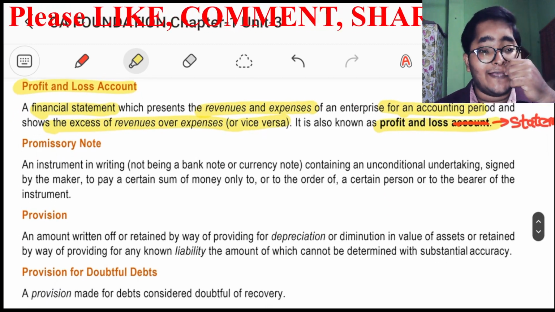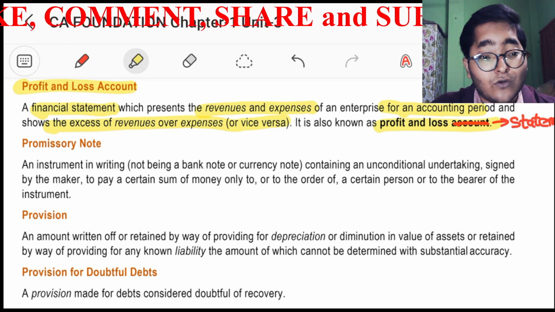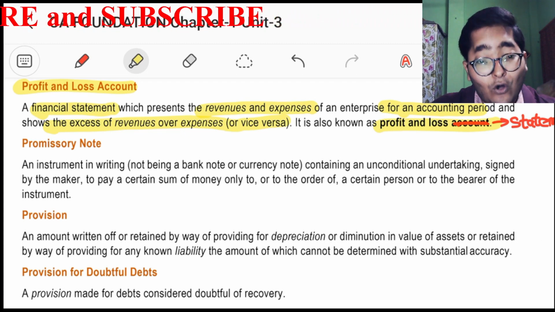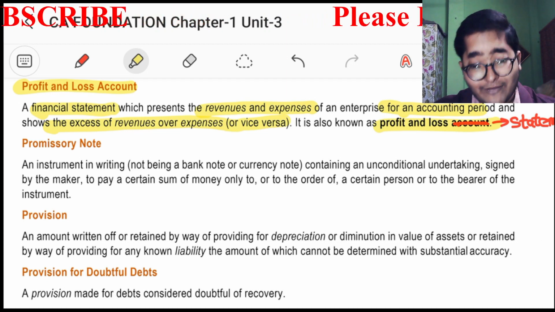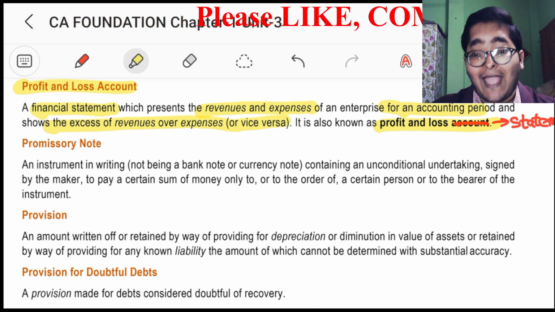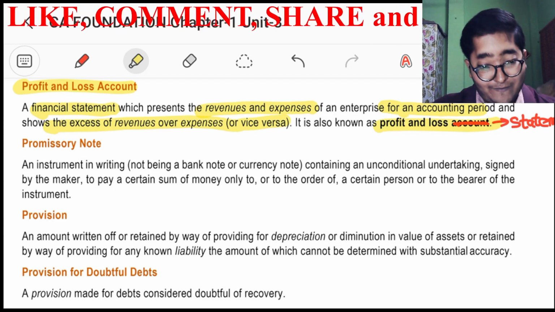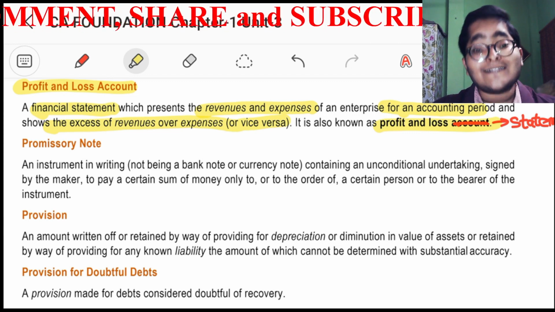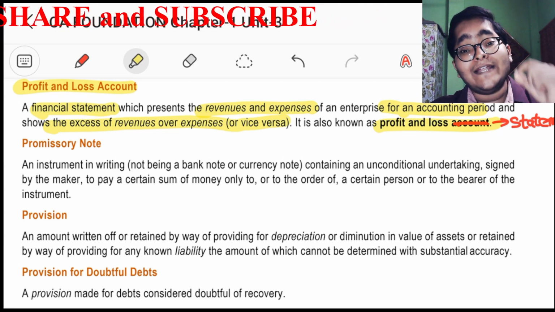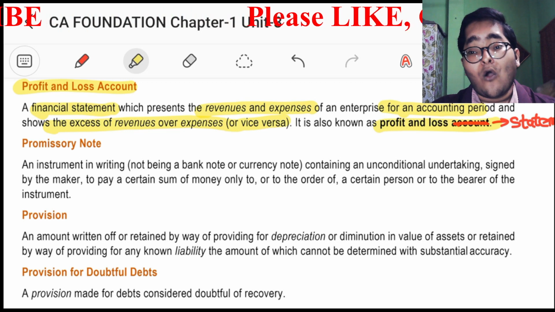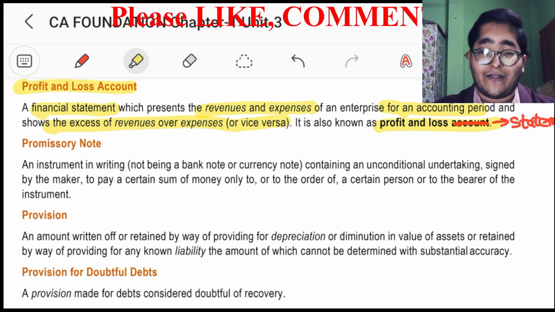Our next topic is promissory note. So, a promissory note is an instrument in writing, not being a bank note or currency note, containing an unconditional undertaking signed by the maker to pay a certain sum of money only to, or to the order of, a certain person or to the bearer of the instrument.